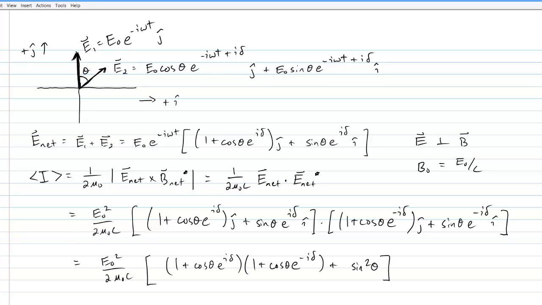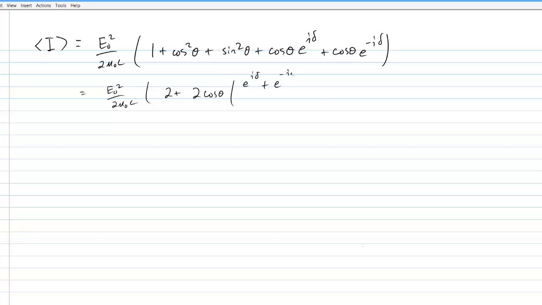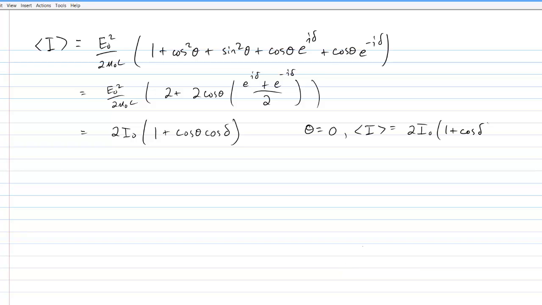Group our trig factors and our complex exponentials. Move some 2's around. And there you have it. Remember, delta is the phase angle and theta is the relative polarization angle. When theta equals 0, the two sources are of the same polarization and we get, which reproduces what we had before.